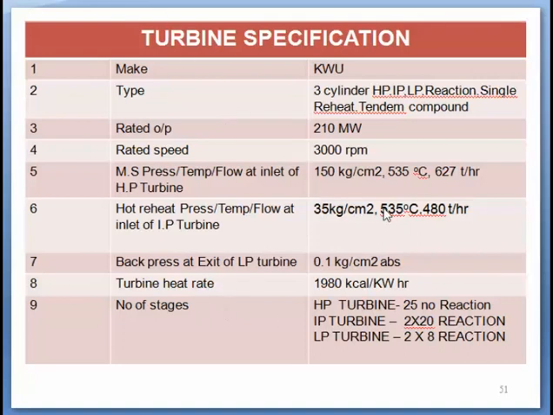In the turbine, in the HP turbine, there are 25 stages. The IP turbine, because it is double flow, has 2 sets of 20 reaction stages. The LP turbine is again double flow, so there are 2 sets of 8 reaction stages.